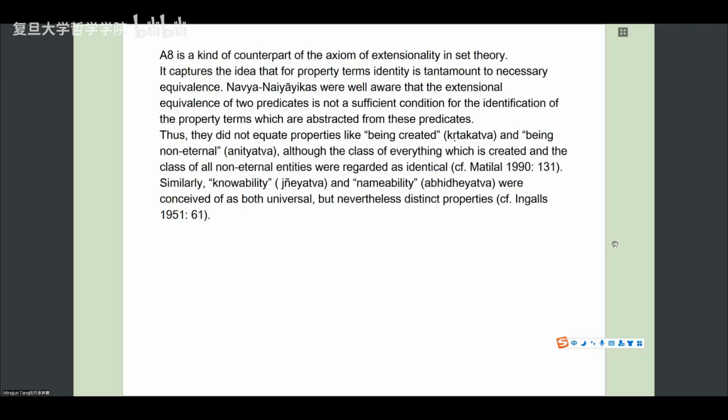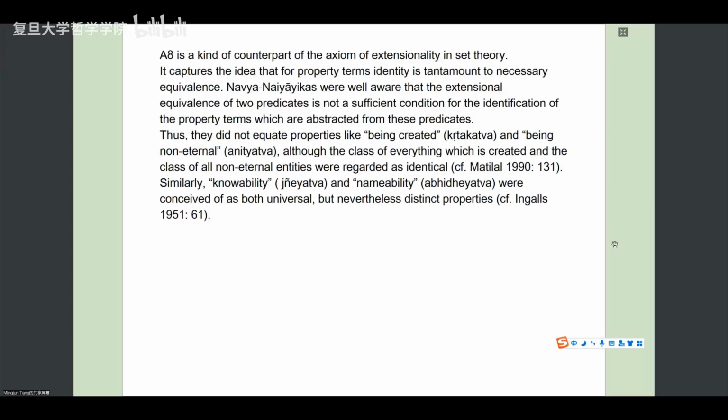And the Navya-Nayakas were well aware that the extensional equivalence of two predicates is not a sufficient condition for the identification of the property terms which are abstracted from these predicates. So it's not enough to say, let's say two properties have the same instances, they occur in the same loci. That's not enough to say that the properties are identical. There must be something more to it. We must have the necessary equivalence of the predicates from which the properties are abstracted. And the Navya-Nayakas were quite aware of something like that. This is what I explain here also.